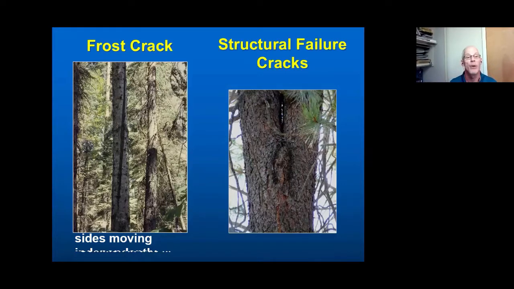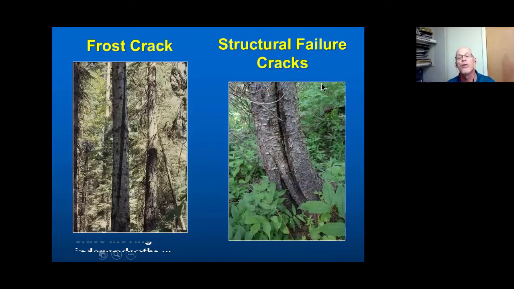This is very common in true fir trees. This one is a little tricky to see, the structural failure crack on the right. But anyway, right down from this V fork here, you have a crack coming out of that runs all the way down into this area right there. And that's a structural failure crack. And we'll talk a little bit about V forks here in just a minute too.